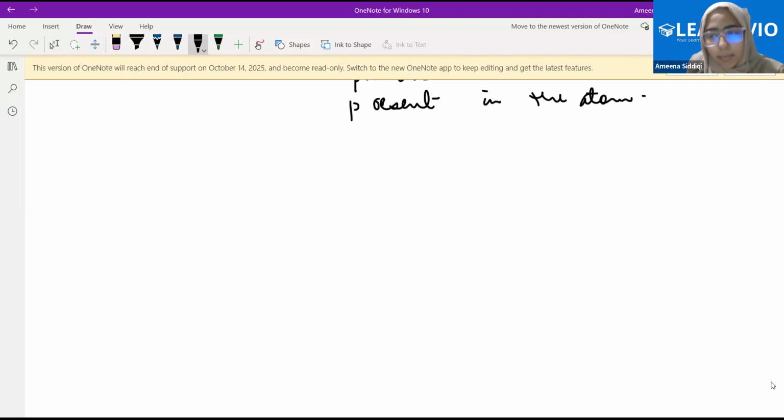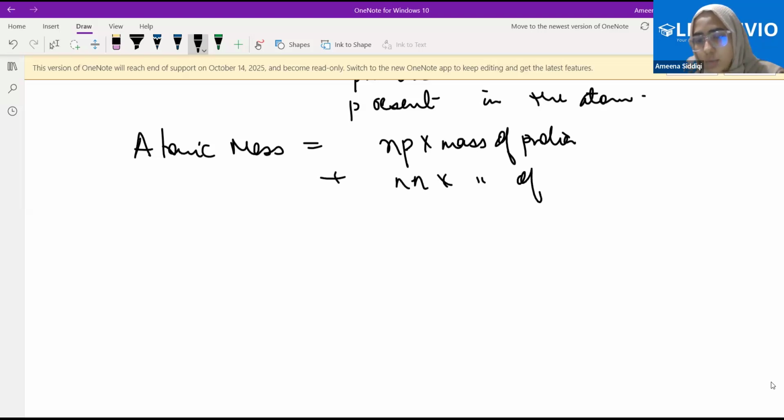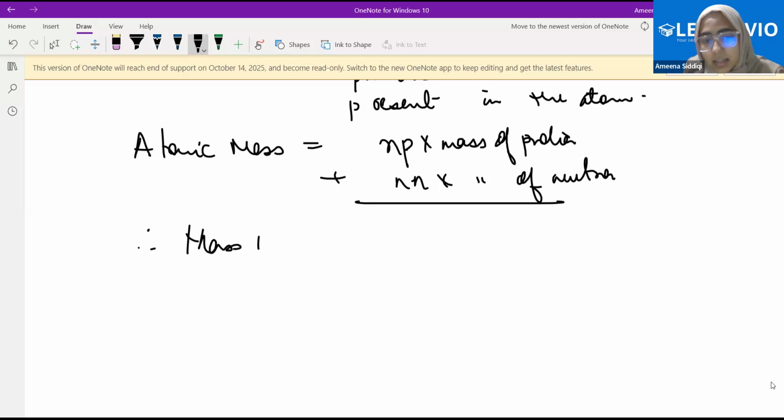So can I say that atomic mass is nothing but the number of protons into the mass of the proton, plus the number of neutrons into the mass of the neutron? Yes or no? Yes, ma'am. The mass of a single neutron, right? And we are multiplying by the number of neutrons and protons respectively, right? Yes, ma'am.